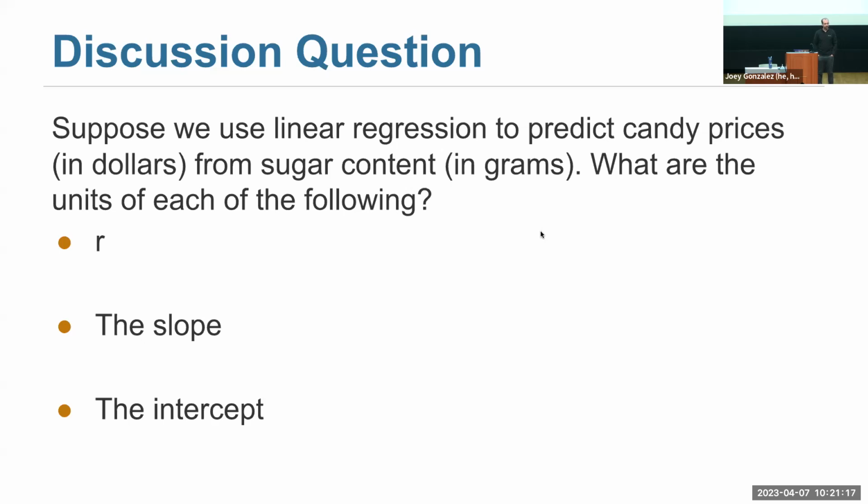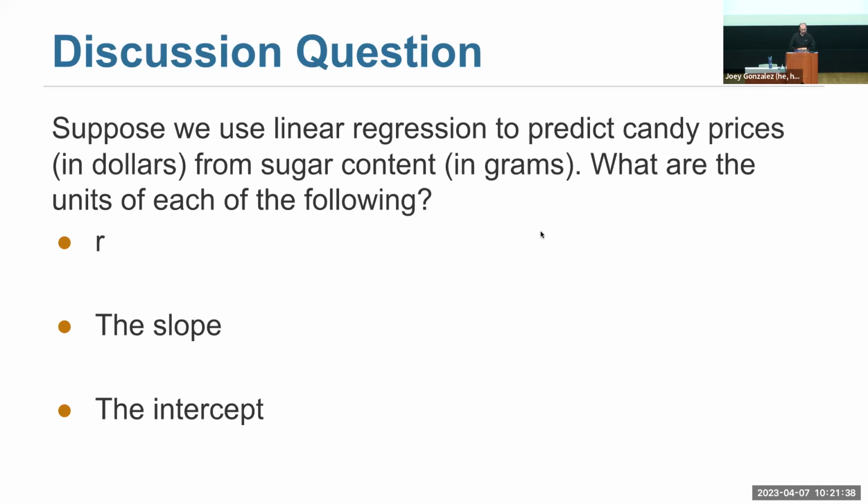Dollars per gram, grams per dollar, nothing. Who says dollars per gram? Grams per dollar? Nothing. That's correct. Remember, r is a number between -1 and 1. It is unitless because it is a product of things in standard units, which are also unitless.